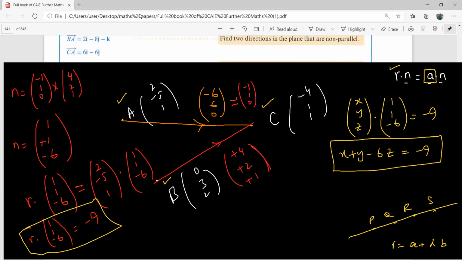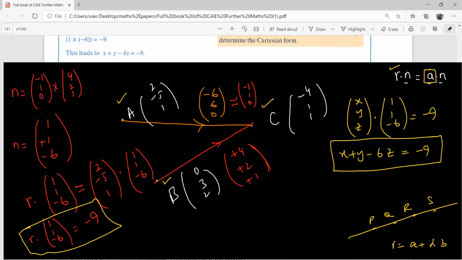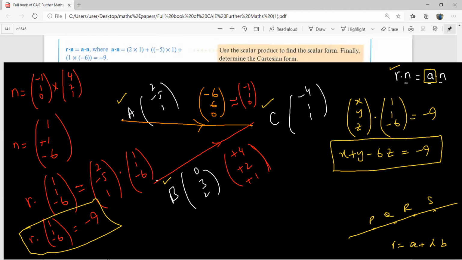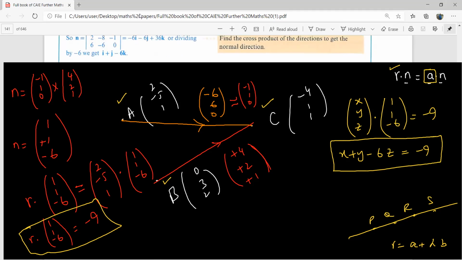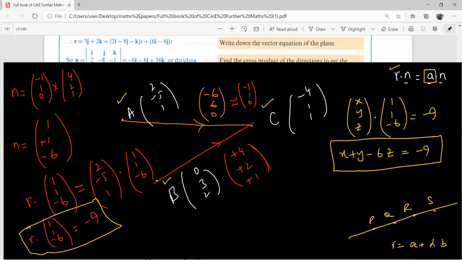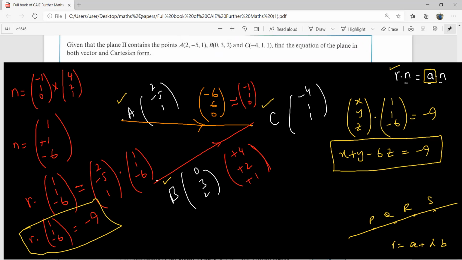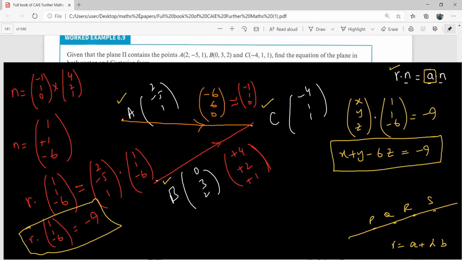Sir, when we did the cross multiplication of these two lines, doesn't that generally give us the distance between them, like the shortest distance? I will come to it towards the end. That's for skew lines. These aren't skew, right? These are intersecting lines. Yeah. So if it's skew lines, then it gives us the shortest distance between those two.